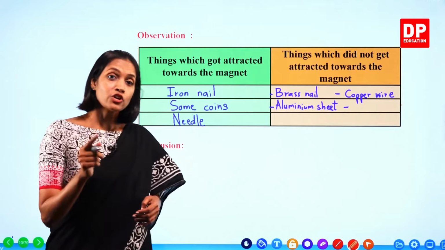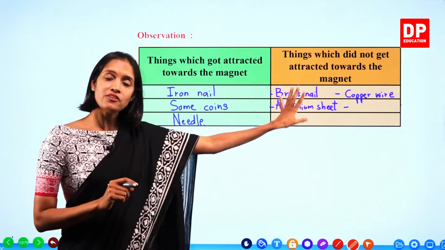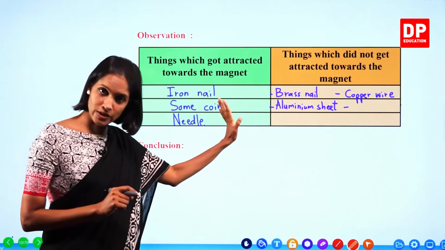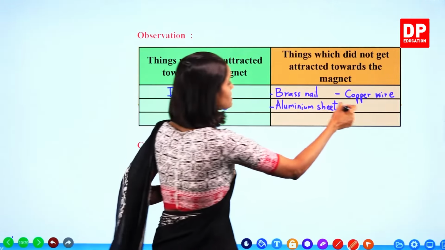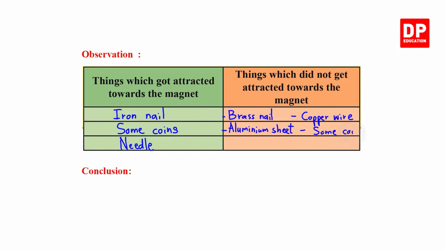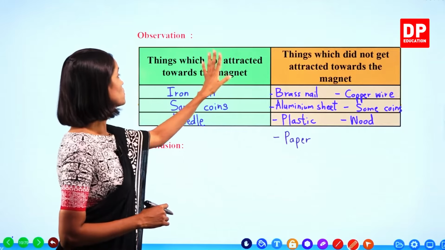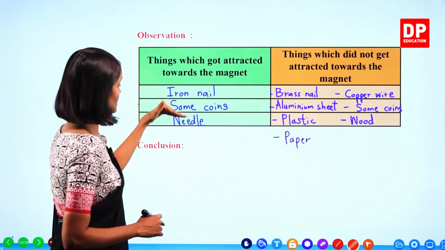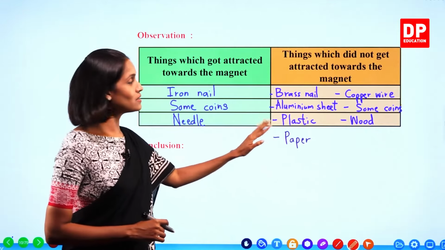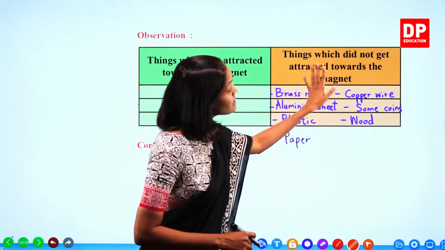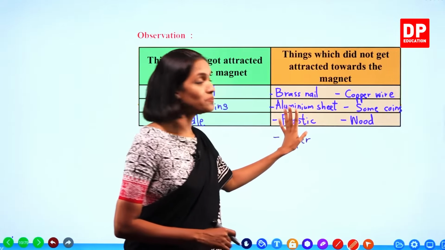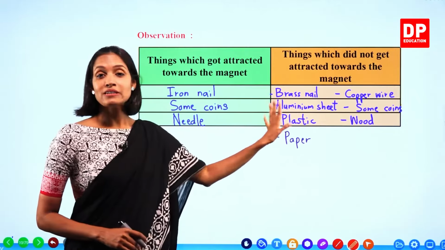and because another coin did not get attracted towards a magnet, we can write, even under this one, we can write some coins. Right? In short form, we will write some coins get attracted towards the magnets and some other coins don't get attracted towards the magnet. Right? So here also we can write some coins. Plastic, wood, and paper. So what are among the list that we got, among the materials we got, what are the things which got attracted towards the magnet? Iron nail, some coins, needle. And what are the things which did not get attracted towards the magnet, children? Brass nail, copper wire, aluminium sheet, some coins, piece of plastic, piece of wood and piece of paper. Okay, so these are the things that did not get attracted towards the magnet.